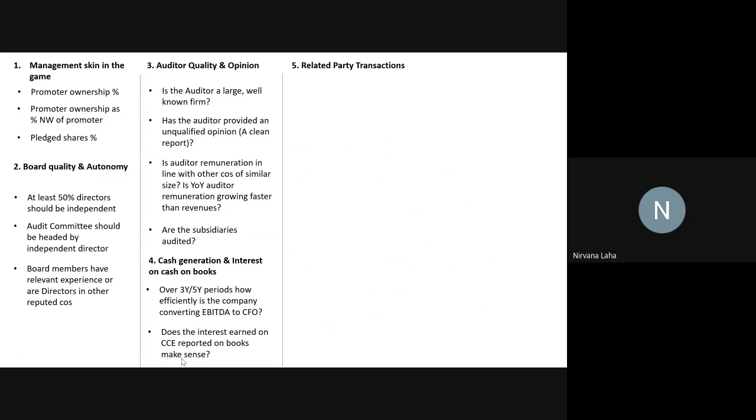KMP is a key management personnel. Key management personnel can be the promoter, the chief financial officer, or another executive director of the company. So any transactions the company does with related parties come under related party transactions. Why is it important to analyze related party transactions, guys?